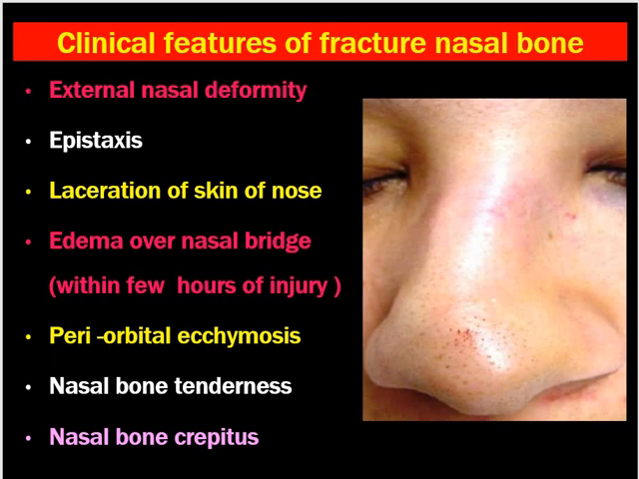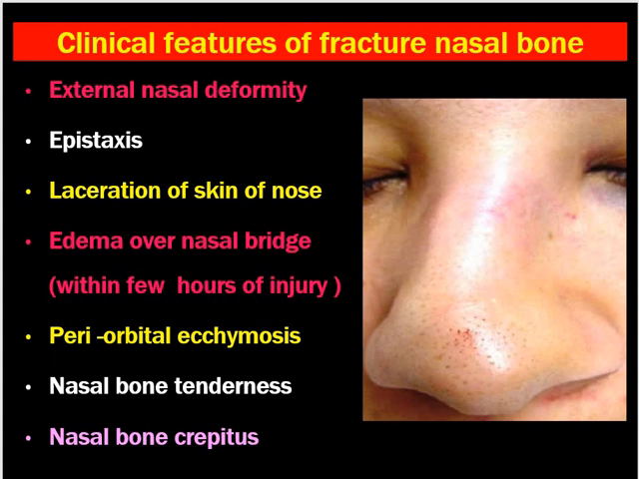Dear all, Namaste. One of the very commonly asked questions in practicals, and to decide in your real life, is what is the best timing for treatment of fracture nasal bone, or reduction of fracture nasal bone. In this video, I shall be discussing the best timing and treatment patterns for fracture nasal bone.